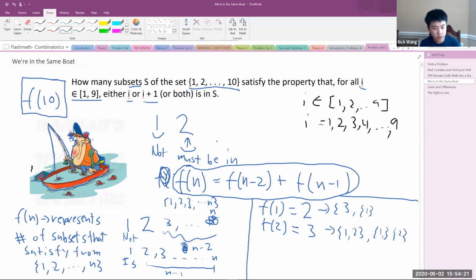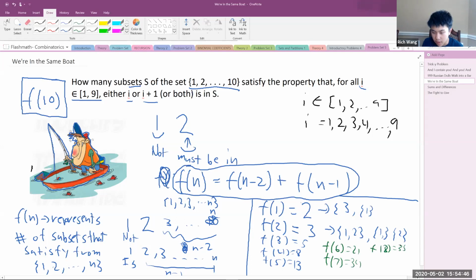And now from here, all we have to do is abuse our recursion to finish. So we can get that f of 3 is equal to f of 1 plus f of 2, which is equal to 5. F of 4 is equal to 8. F of 5 is equal to 13. F of 6 is equal to 21. F of 7 is equal to 34. F of 8 is equal to, oh sorry, 55. F of 9 is equal to 89. And lastly, f of 10 is equal to 144. So yay, this is our answer.